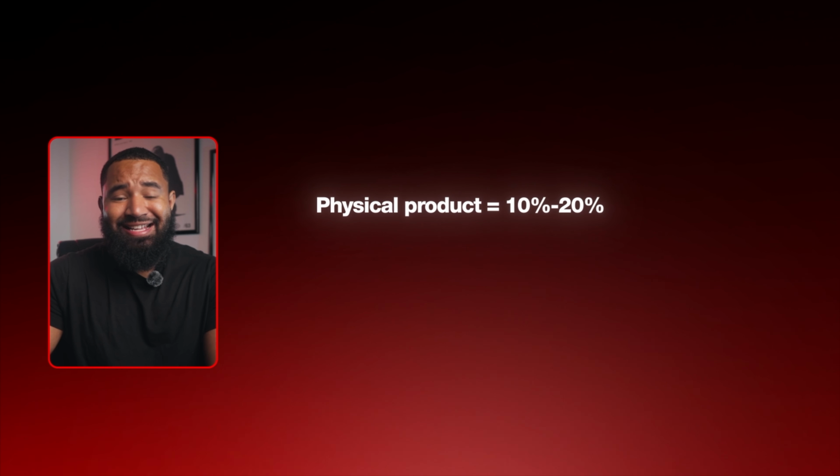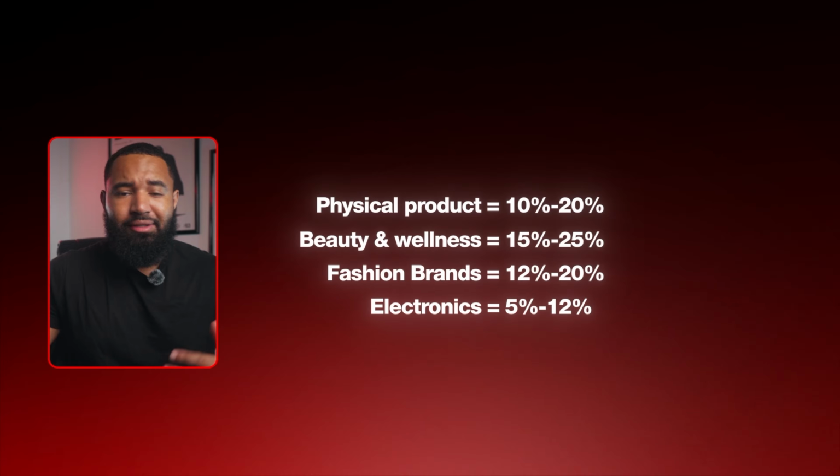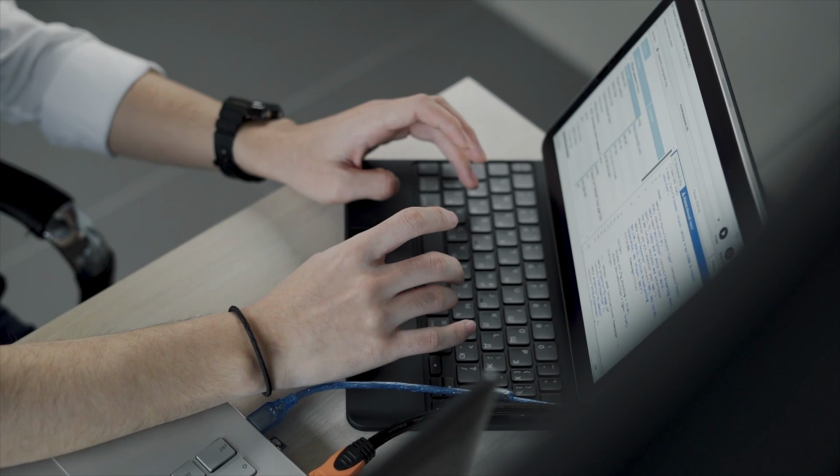So here are some quick stats if you're having trouble deciding what your percentage should be. So for physical products, 10 to 20% is the standard. Beauty and wellness brands usually go anywhere between 15 to 25%. Fashion brands sit around 12 to 20%. Electronics is a little bit lower. That's typically 5 to 12% because their margins are typically tighter. If you still have no idea what to do, pick something in the middle of your range for now. You're not locked in forever. After a couple of months, you'll have real data and you can just adjust. Now let's go build the thing.